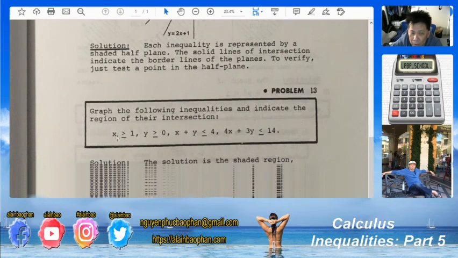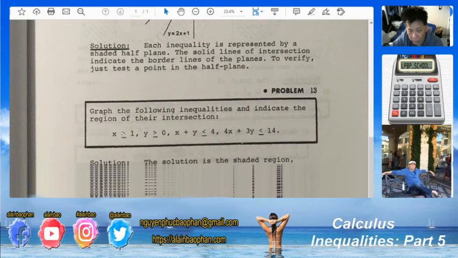So we have to graph the following inequalities and indicate the region of their intersection. First of all, you have x greater than or equal 1, y greater than or equal 0, x plus y less than or equal 4, 4x plus 3y less than or equal 14. So how many inequalities do we have?